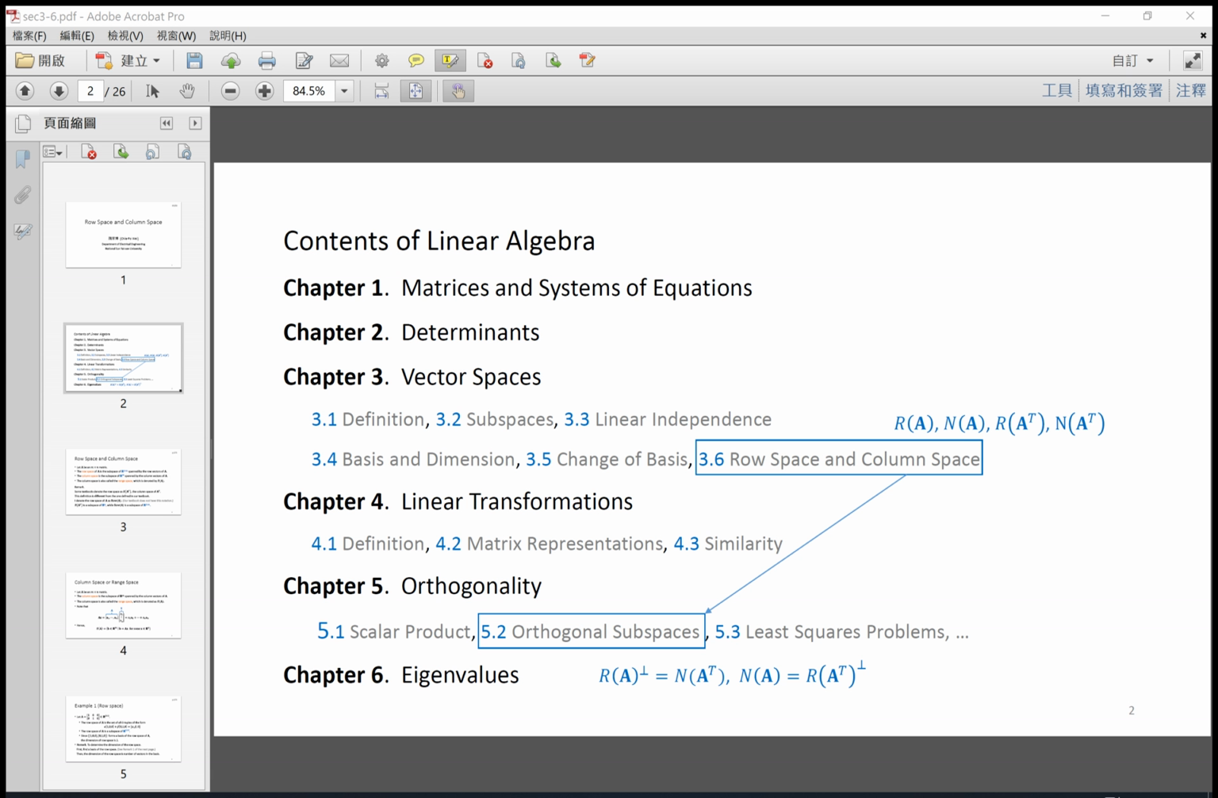I hope the video provides you a better understanding of the row space and the column space of a matrix A.